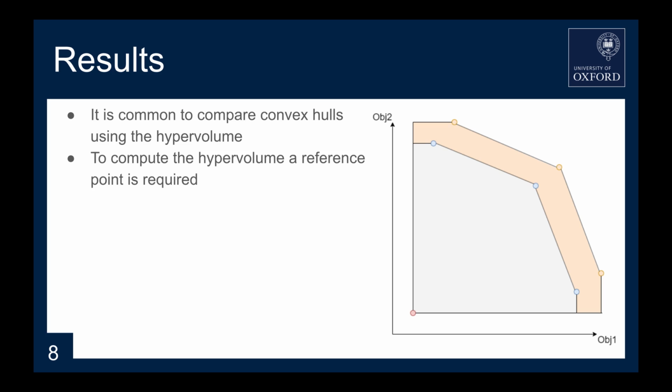To assess how good a convex hull is, it is common to use the hypervolume. The hypervolume considers an n-dimensional volume between a reference point and a convex hull. For example, in 2 dimensions, we can think of it as the area under the convex hull relative to the reference point. It is generally considered a good measure of the quality of a convex hull, but cannot be used to draw direct comparisons between convex hulls.